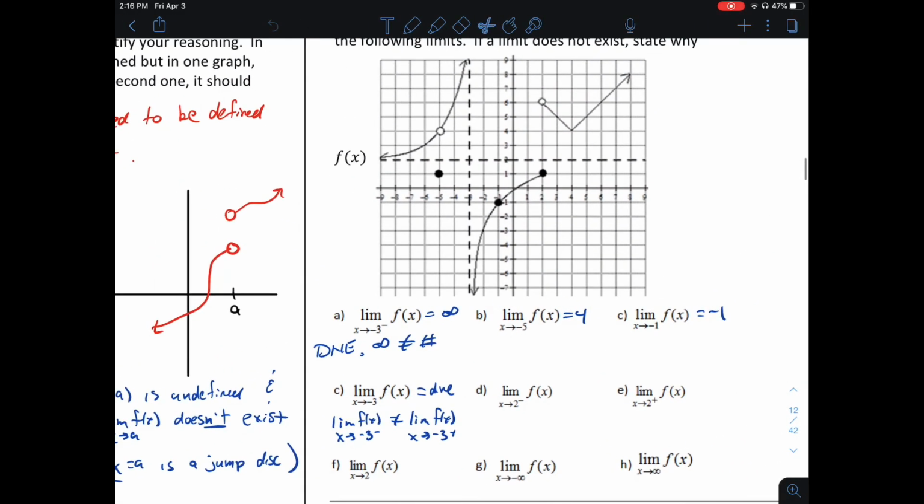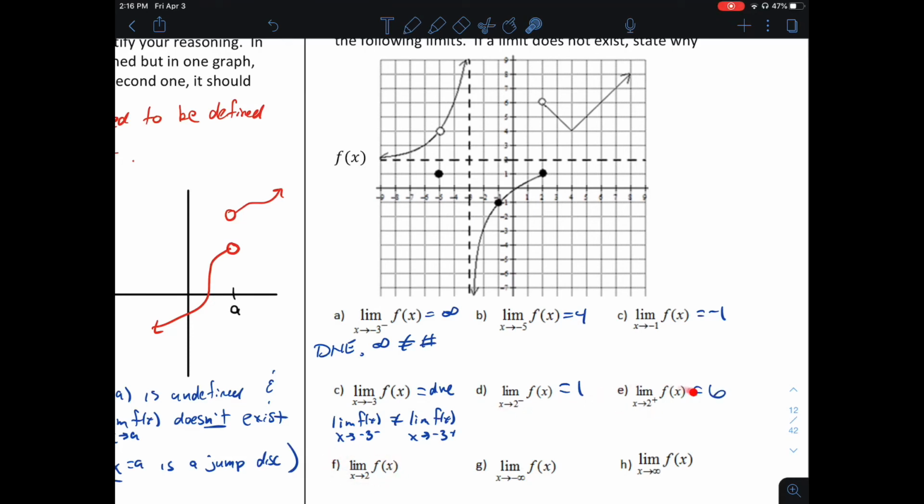D, what's the limit as x approaches 2 from the left? Here's positive 2. If you approach from the left, it's approaching this y value of 1. What happens if you approach 2 from the right? If you approach 2 from the right, y is getting closer to positive 6.